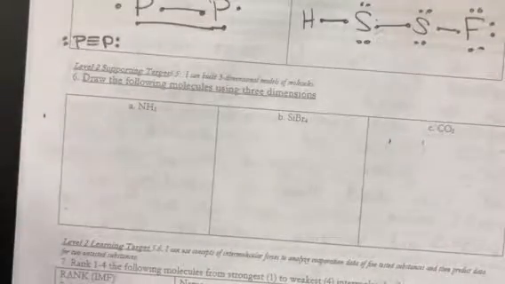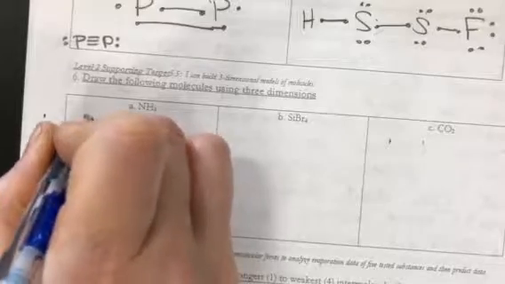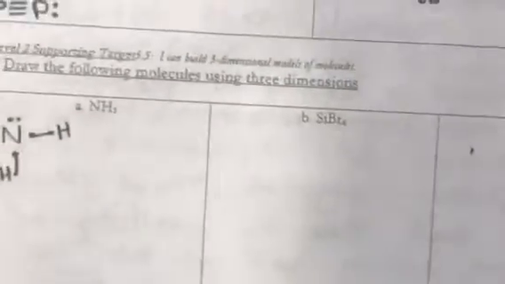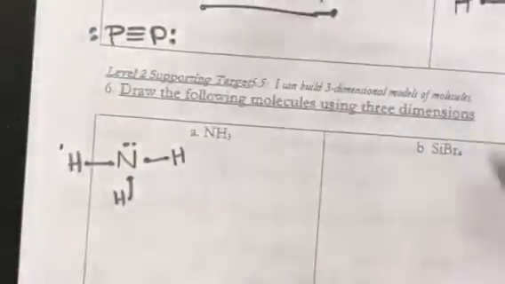So I think that the easiest thing to do in this case is to first draw your 2-dimensional. So you've got nitrogen. Nitrogen has 5 valence electrons. Hydrogen has 1. It's going to have its 3 bonds. But please notice there's 4 sections around that nitrogen. So it's got 4 sections.